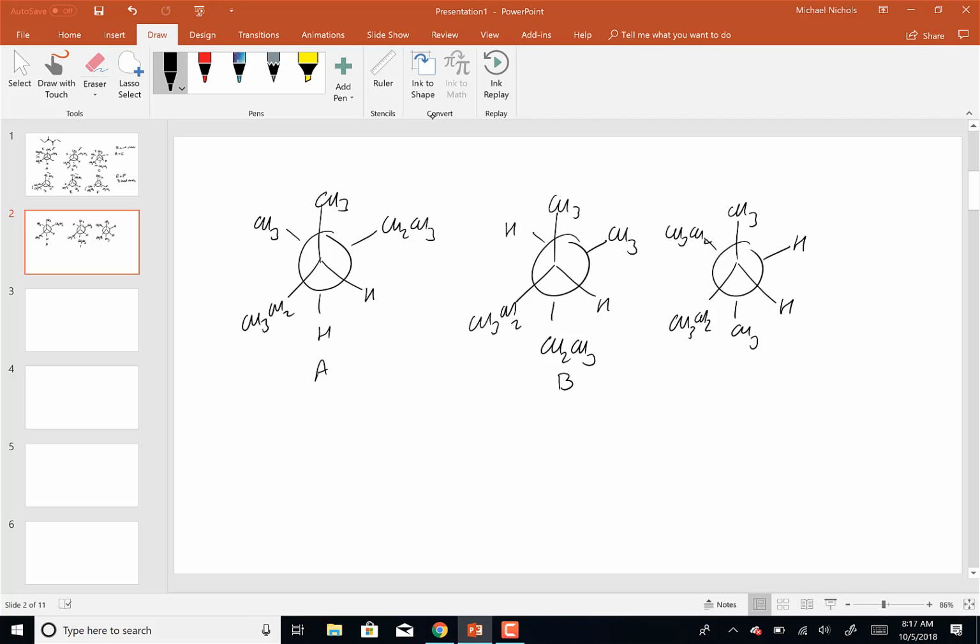So let me ask the question here: do any of these two molecules, or any of these three, have the same energy? A and B have the same energy? Or no, A and C. Do A and C have the same energies?